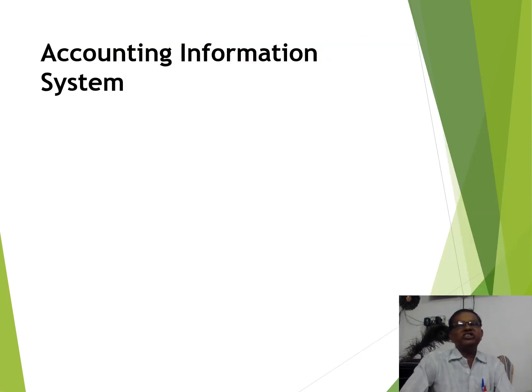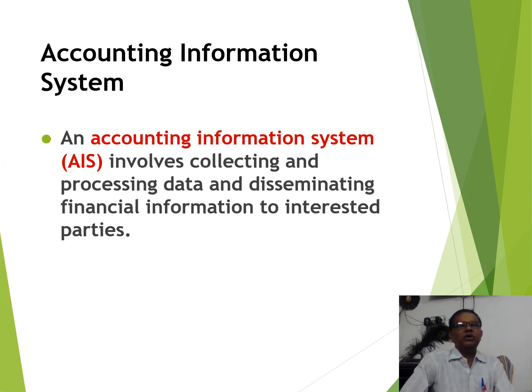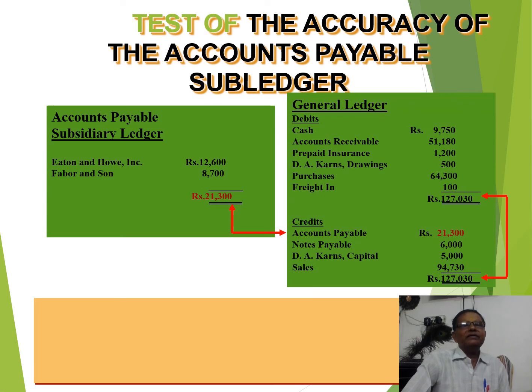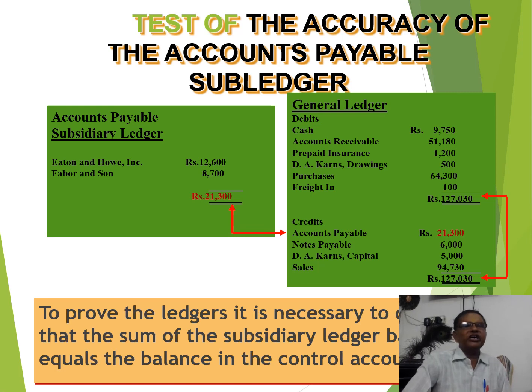Accounting information system, what does it mean? It involves collecting and processing data and disseminating financial information to the interested parties. In the earlier slides, in the earlier PPTs, we have already seen the parties interested in financial statements. So here again one test of the bills payable is provided, showing how we are checking.